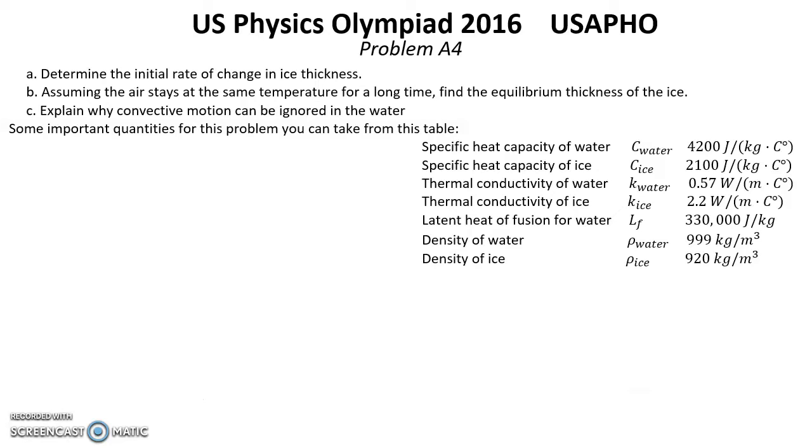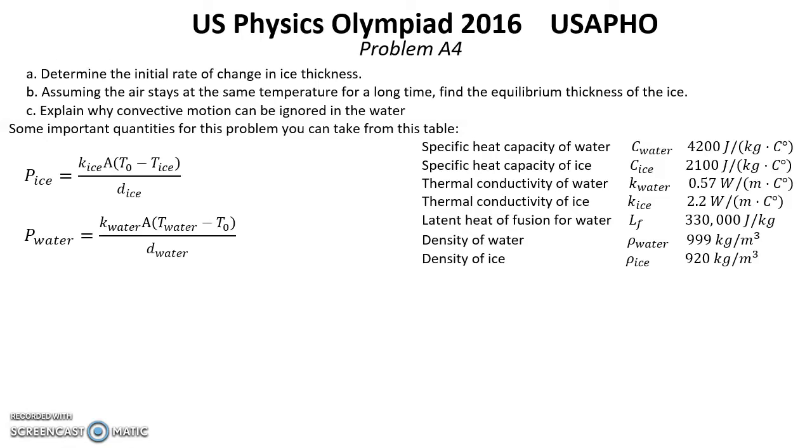Question B. Assuming the air stays at the same temperature for a long time, find the equilibrium thickness of the ice. Solution for question B. Here we can use again the same expressions for power ice and power water, but now they are in equilibrium, so they must be equal to each other. But now we have to find what the thickness of ice and the thickness of water are. They are different.